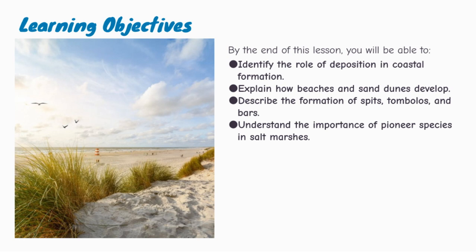Finally, you should be able to understand the importance of pioneer species in salt marshes. Pioneer species are the first plants to colonize a new environment. They help stabilize sediment and begin the process of ecological succession. So today's lesson links physical geography with ecosystems. We are not just looking at landforms, but also how those landforms become habitats.